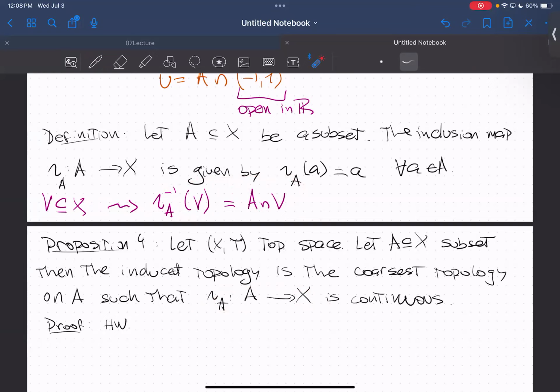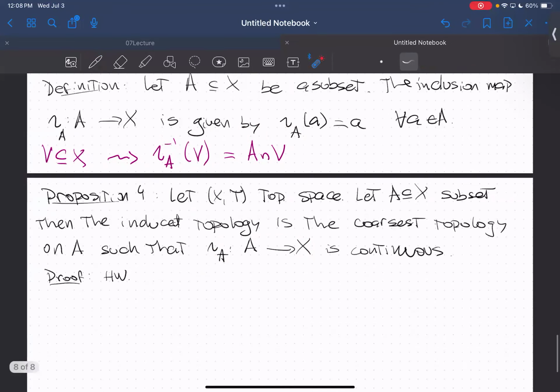Okay, so I feel this is already explaining why this induced topology makes sense. This is a good explanation. This function, the inclusion, is very natural, so it should be continuous. Then you want to take the coarsest one for which that's continuous. That means you have just enough open sets.